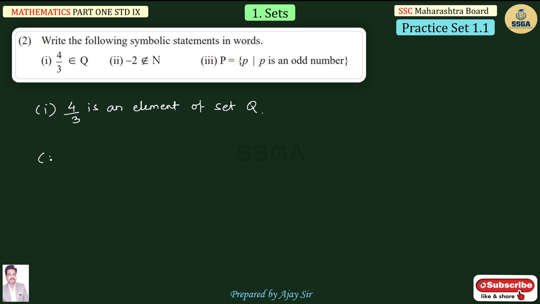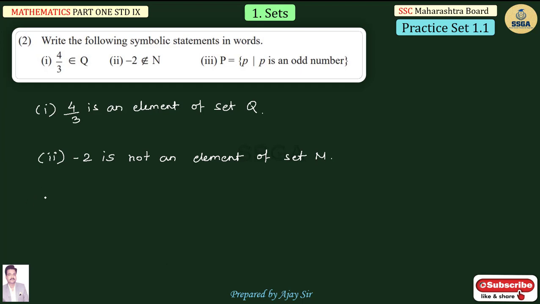Second, the form of words we have to write. Second, -2 is not an element of set N. So this is not belongs to, is not an element. So -2 is not an element of set N.